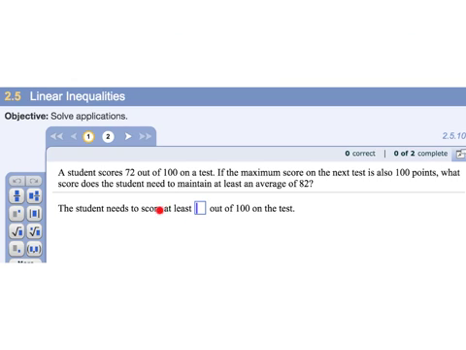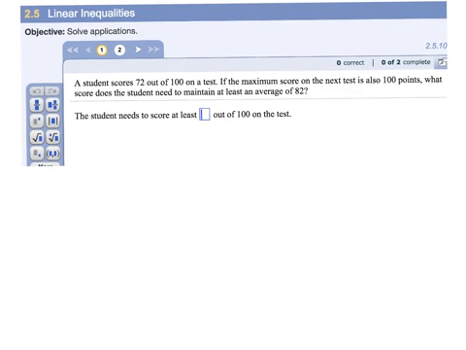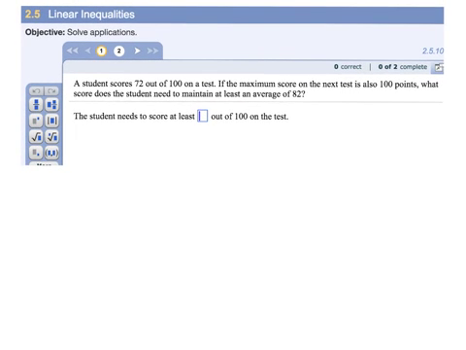So you've got word problems. Here we go. It says a student scores a 72 out of 100 on a test. If the maximum score on the next test is also 100 points, what score does the student need to maintain an average of at least an 82?